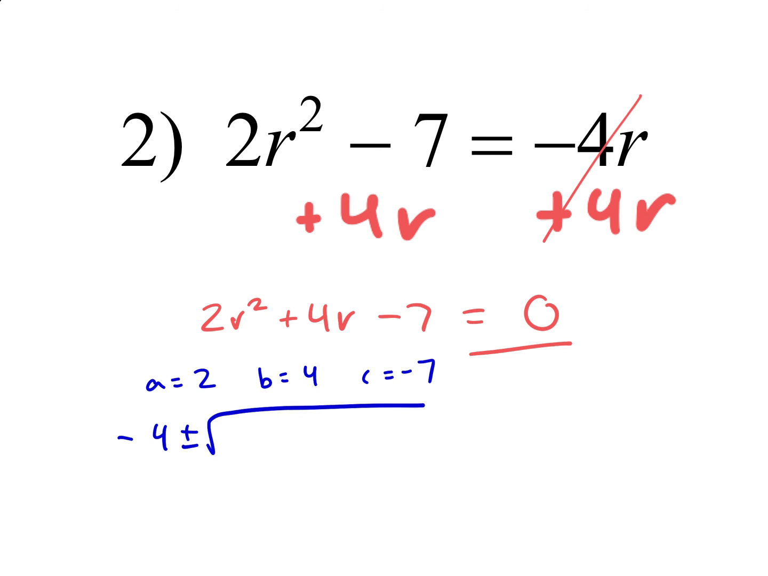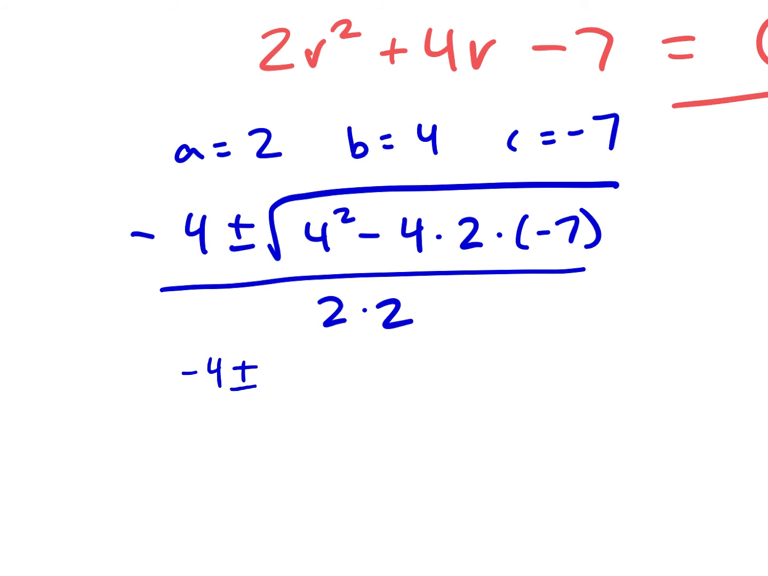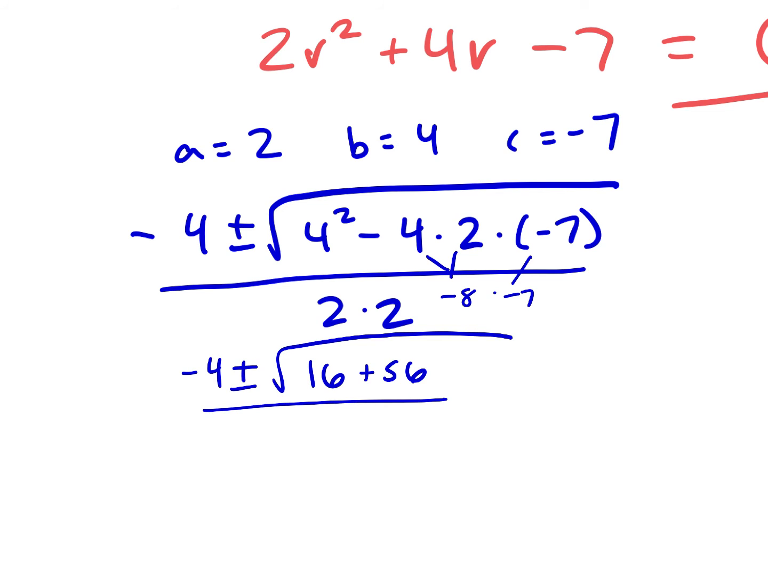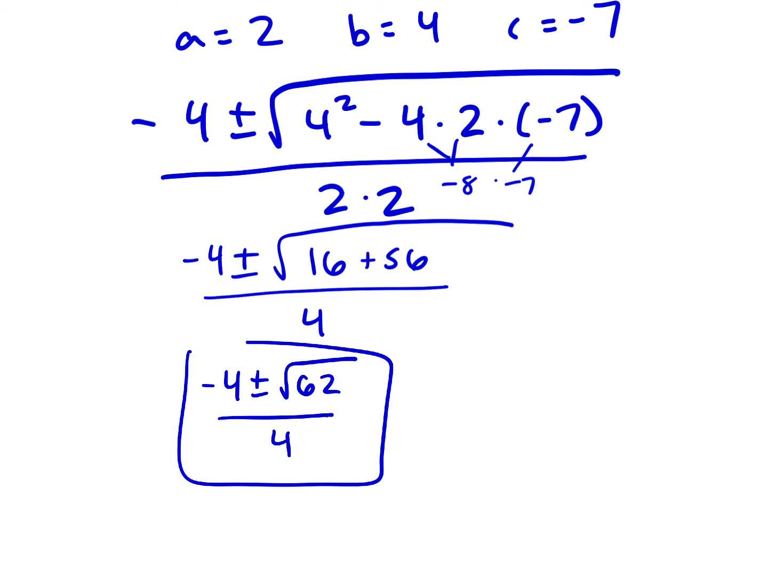Then we put it in. Negative 4 plus or minus the square root of 4 squared minus 4 times 2 times negative 7 over 2 times 2. All right, now we simplify from left to right. So negative 4 plus or minus. What's 4 squared? 16. What's negative 4 times 2? Negative 8. And negative 8 times negative 7. 56. And 2 times 2, 4. All right, and last thing. What's 16 plus 56? 72. So that's our answer.